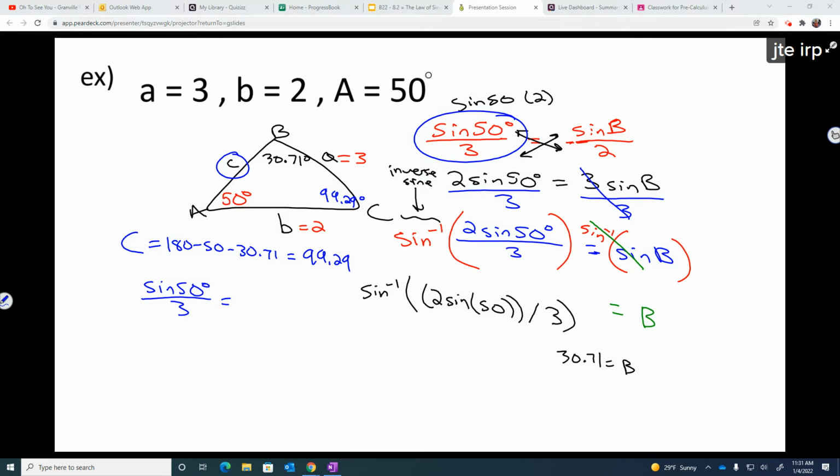Equals. Now we're trying to find little c, so we're going to use big C, the sine of big C, which is 99.29, over little c. And then we go through the same process we did yesterday and in the quizzes, which is cross multiply. So sine of 50 times c equals 3 sine of 99.29, and then divide by the sine of 50.